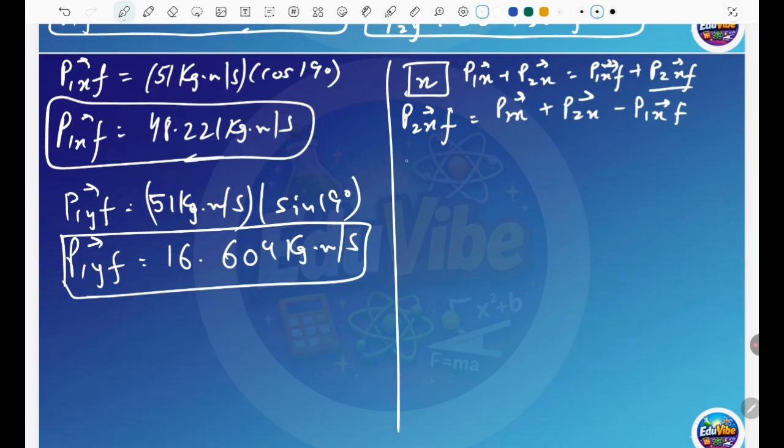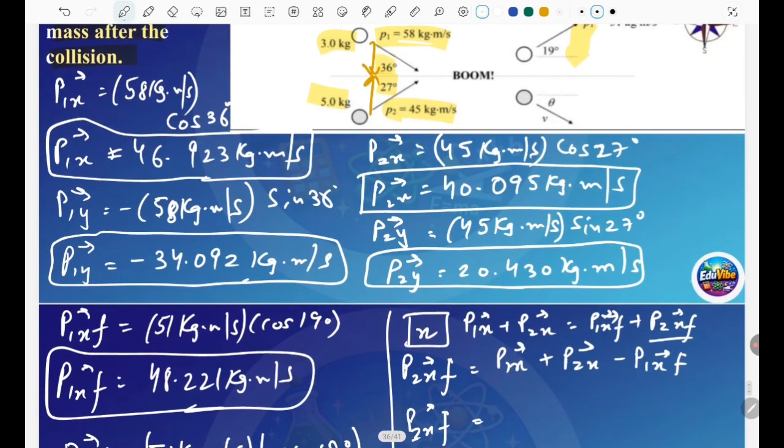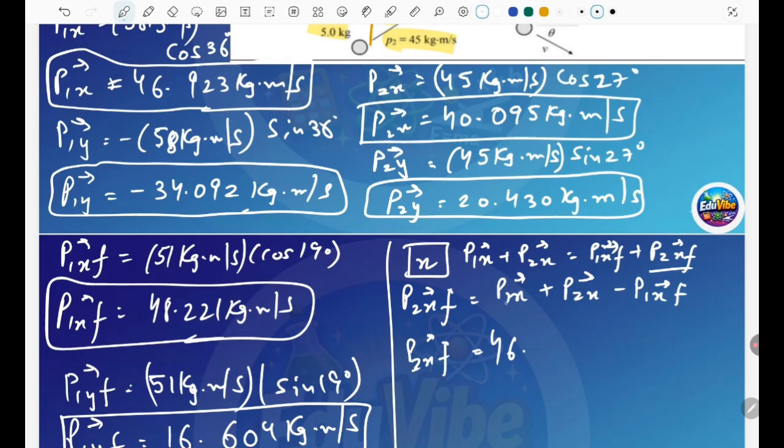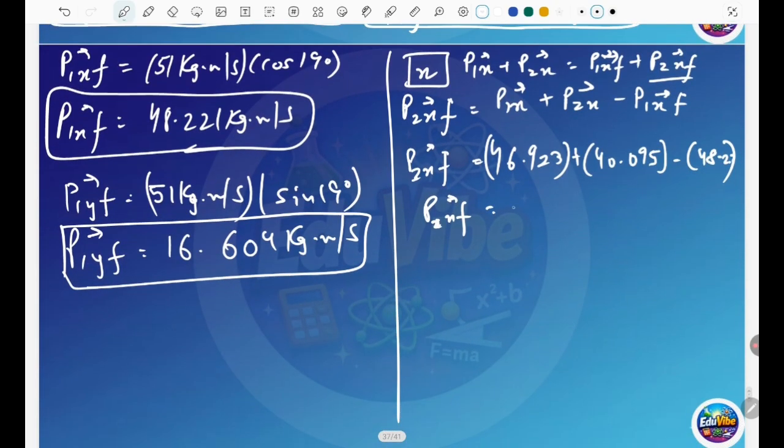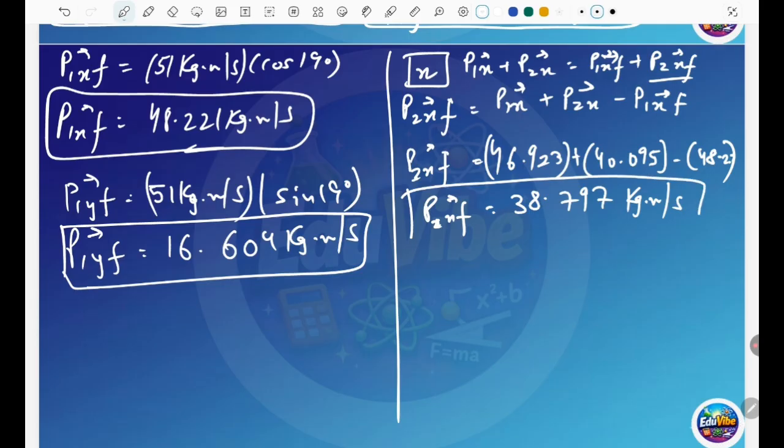So you have to find that P2x final. For P1x we have 46.923 plus, for P2x, we have 40.095, minus P1x final, we have 48.1. So for P2x final, when we calculate this, you get about 38.797 kg·m/s. So this is the thing we have to know.